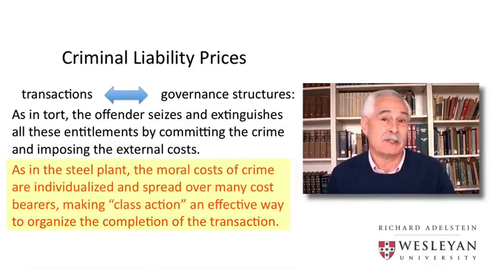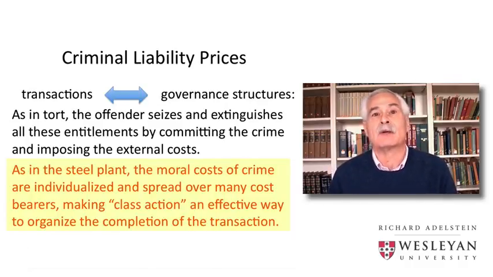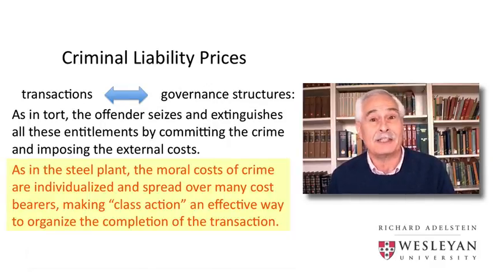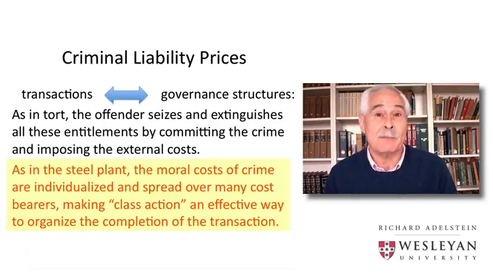As in the steel plant example, and differently from individual tort suits, the moral costs of crime are individualized. That is, they're different from individual to individual, and they're spread over many different cost bearers. And this, as we've seen in the case of the steel plant, makes class action an effective way to organize the completion of this many-sided multilateral transaction. Because, as I've said, the moral costs of crime are individualized, there is no competition in moral costs, as it were, that will drive the price of particular entitlements down to an easily observable value. And of course, because these are spread over many cost bearers, if there were no class action analog in the criminal system, then there'd have to be many, many different individual criminal liability suits, in theory by the bearers of cost one at a time against the offender. And of course, this would be extraordinarily difficult and extraordinarily uneconomic.